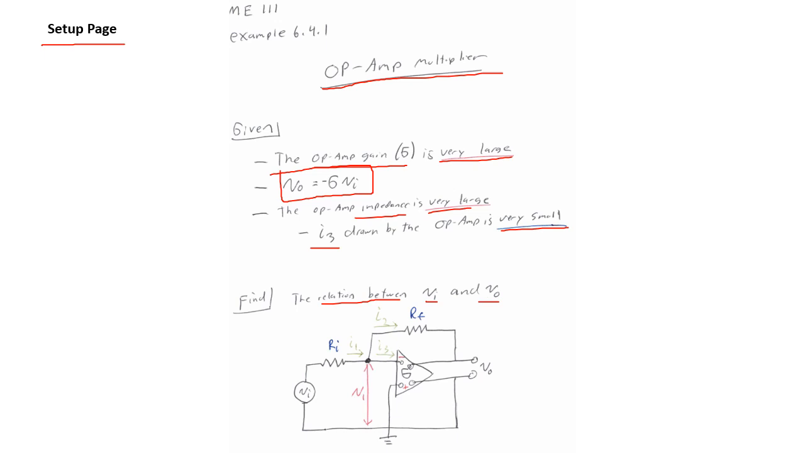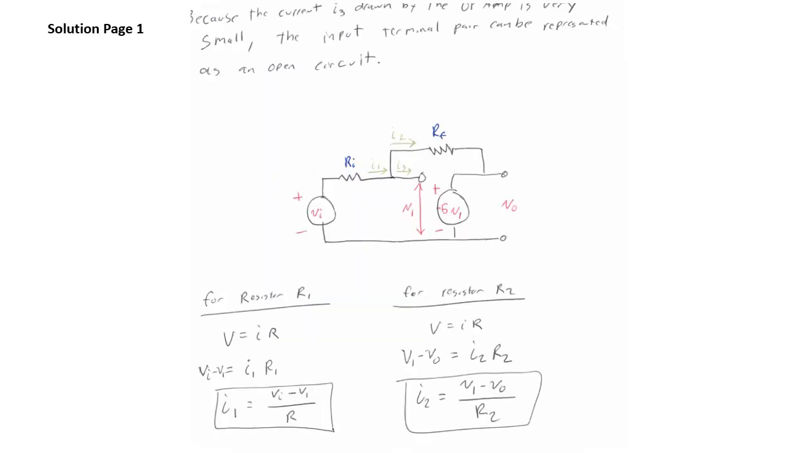So I redraw my diagram down here. I have my voltage source VI, my resistance Ri, my current I1, I2 and I3 going into our amplifier with gain G. We have our RF up here, our V out over here, our ground, and there's our voltage V1. Because the current I3 drawn by the op-amp is very small, as given in the problem statement, the input terminal pair can be represented as an open circuit. So that's going to simplify things.